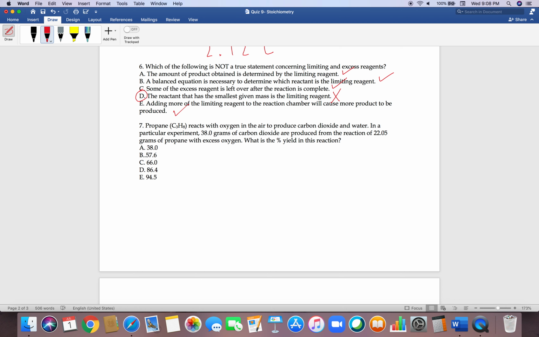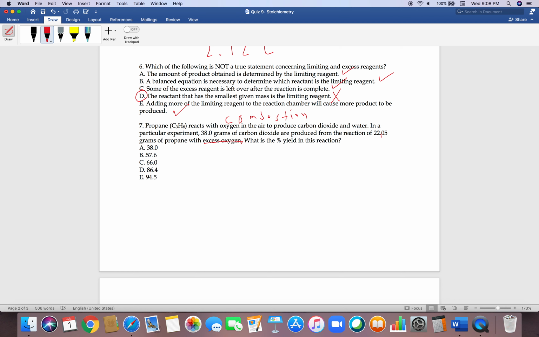Number 7 here says that propane reacts with oxygen in the air to produce carbon dioxide and water. We also can call that a combustion reaction. In a particular experiment, 38 grams of carbon dioxide are produced from the reaction of 22.05 grams of propane with excess oxygen. So that means that our propane is going to be our limiting reactant. So what is the percent yield of this reaction?